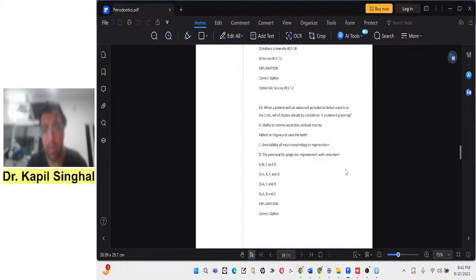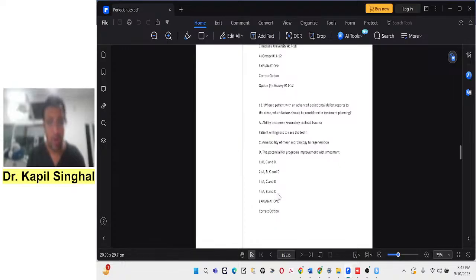Fourth option, the potential for prognosis improvement with treatment. Now whenever you make a treatment plan, you see what the prognosis is, depending upon the severity of the disease. Okay, so we will see what the prognosis is, that will also be a part of our treatment planning. So according to me, all the options here are correct, A, B, C, D. Okay, so all options are correct here.